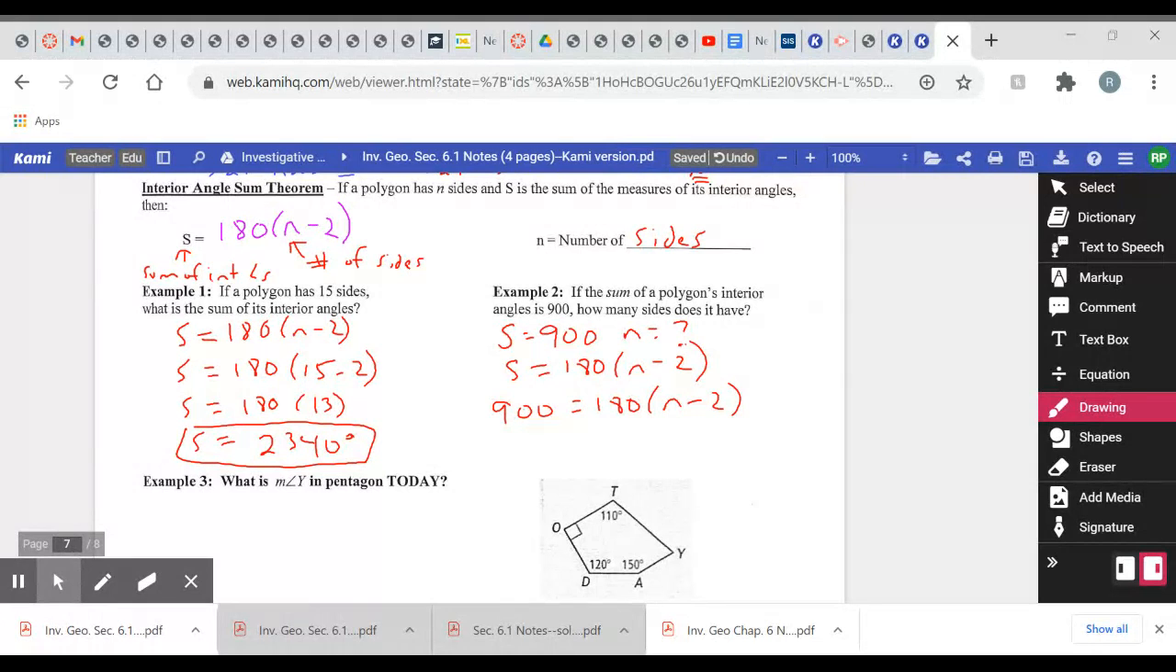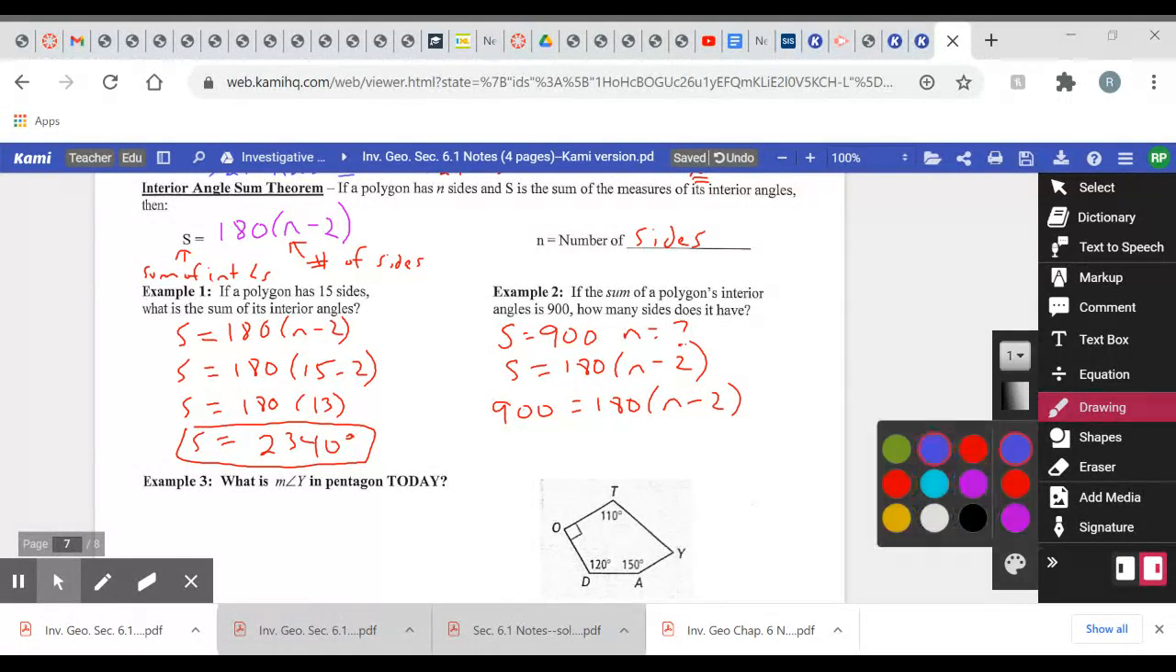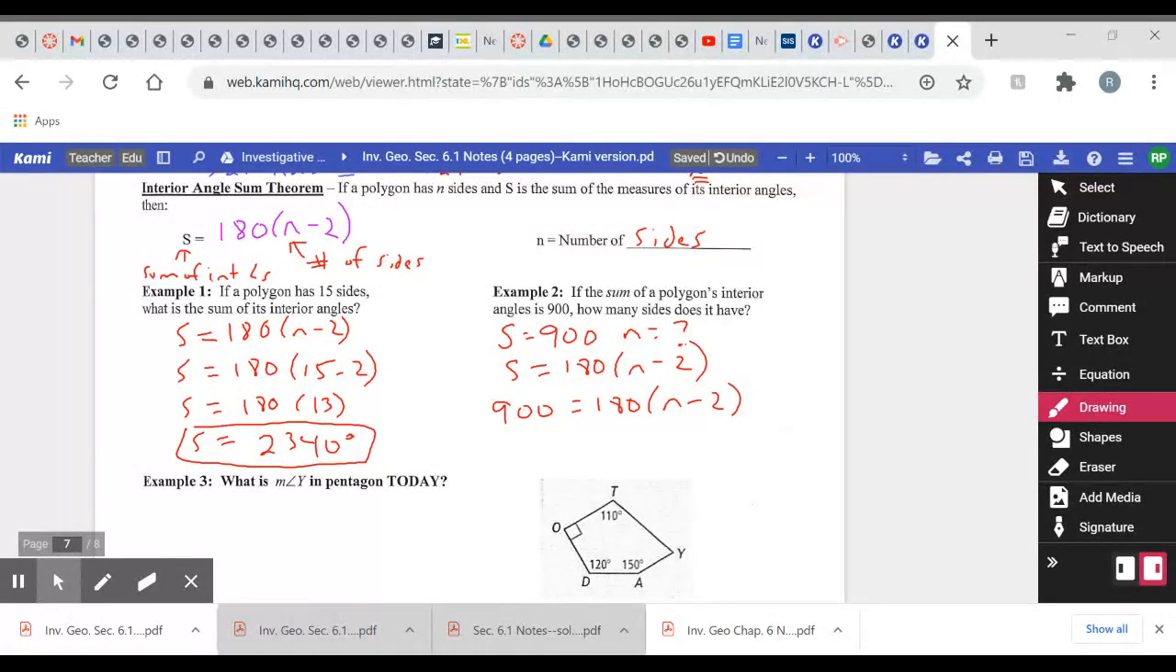Again, you just have to use the right order of operations to solve. You can do anything you want to an equation as long as you do the same thing to both sides. The quickest thing I see to do, you could distribute the 180 through to solve for n, but the quickest way I see is to divide both sides by 180 to get rid of it. If I do that, 900 divided by 180 gives me 5.